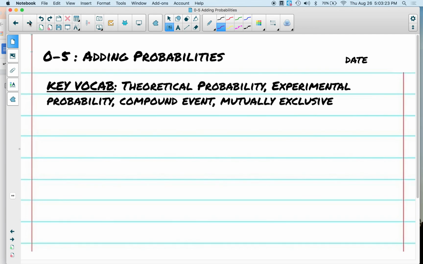Some key vocab before we get started. You can pause the video while you write this down. Our key terms are theoretical probability, experimental probability, compound event, and mutually exclusive. We will likely not get to compound event in this video. That will be with our next lesson in multiplying probability, 06.